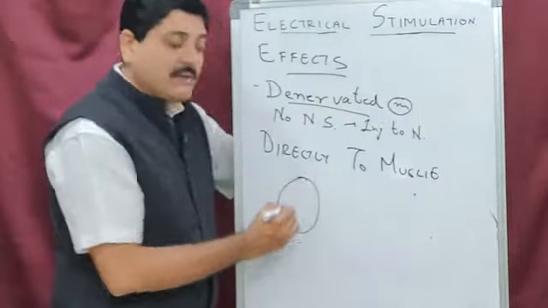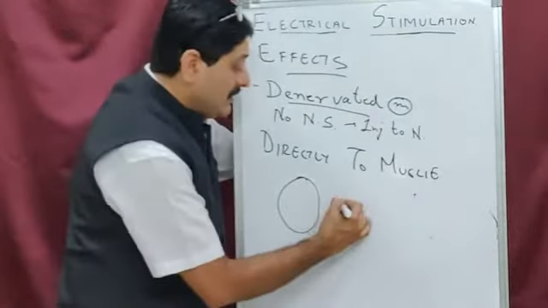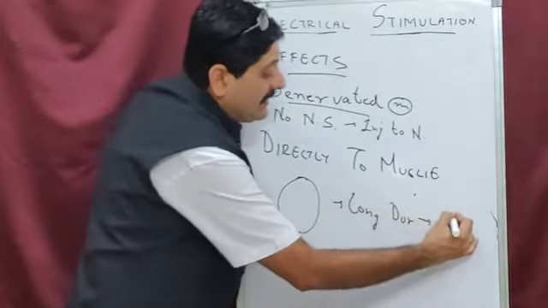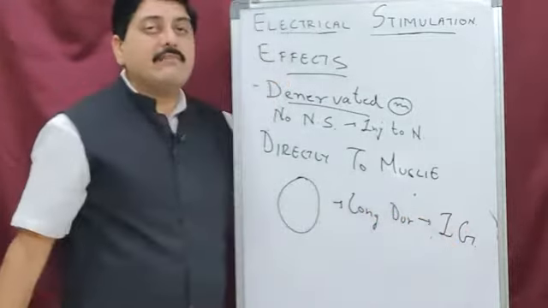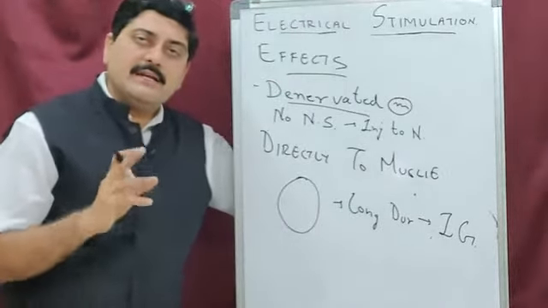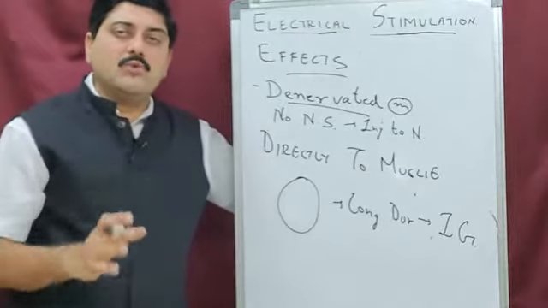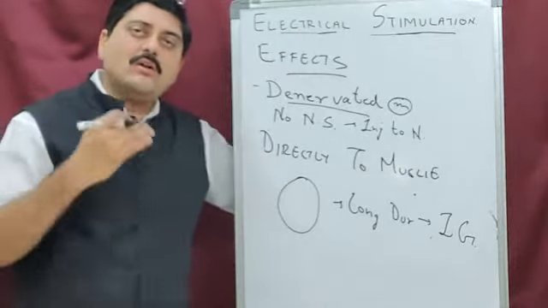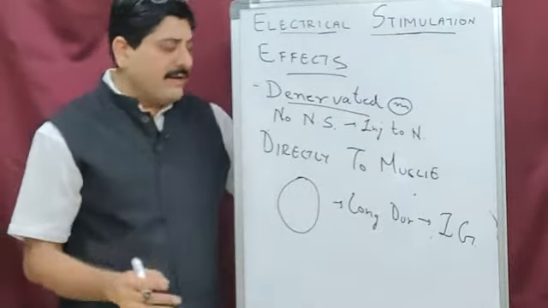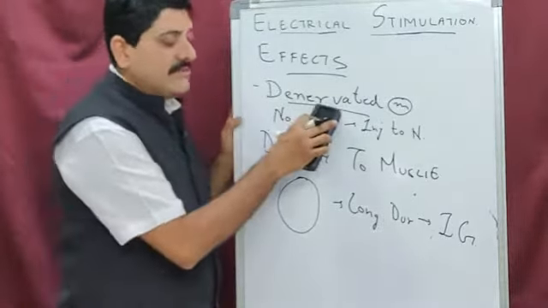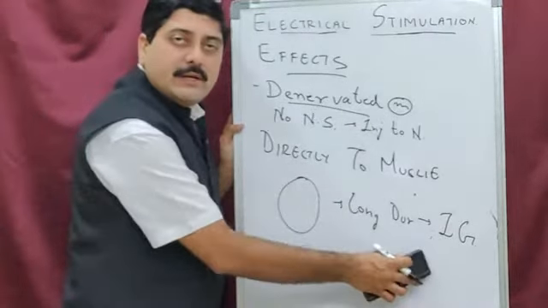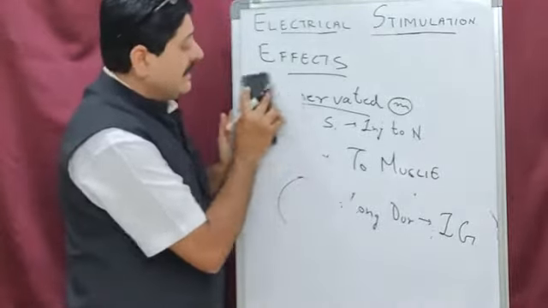So what type of current will we be using when we are stimulating the muscle? Because it is a large diameter fiber, we will use a long duration current, that is intermittent galvanic. And why are we using intermittent galvanic? Because intermittent current will not allow the muscle to go into accommodation or fatigue, right? That is why we will go for intermittent galvanic. Fine. So whenever the muscle is denervated, there is no nerve supply, so you are using long duration intermittent galvanic current to stimulate that muscle, right?